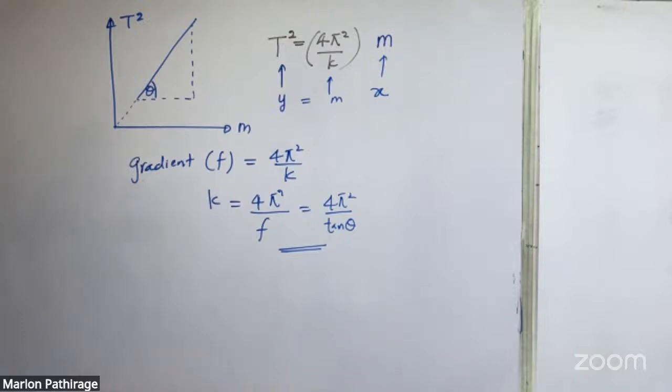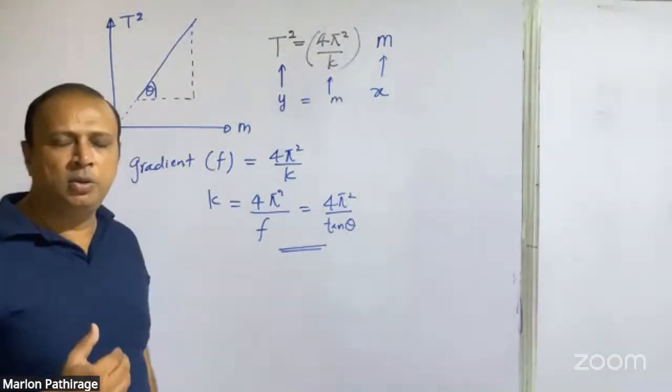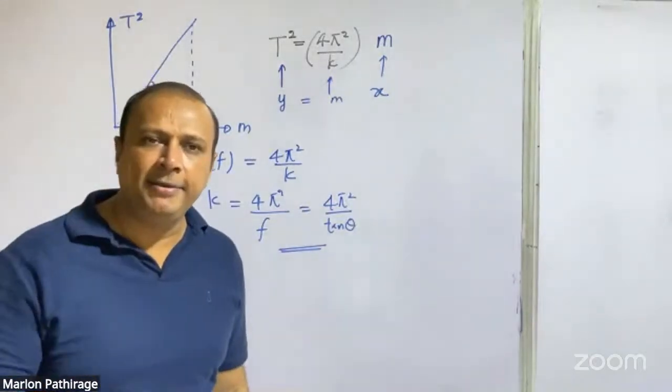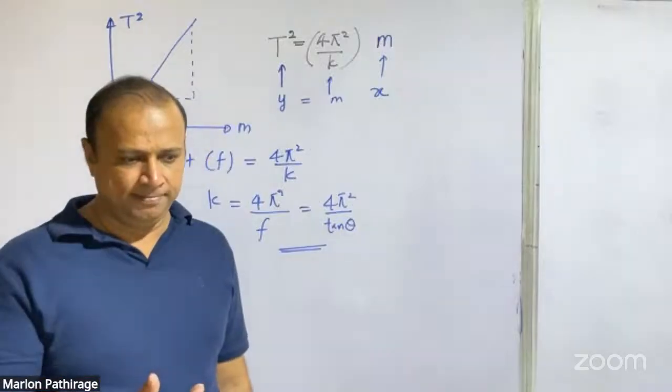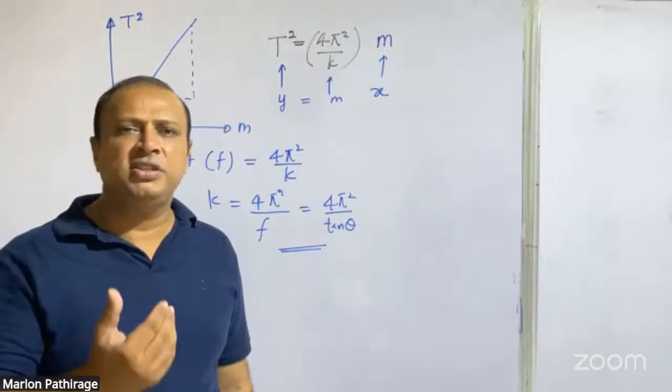Not input. It should be T. Why? What is the reason to measure the time much more accurately?